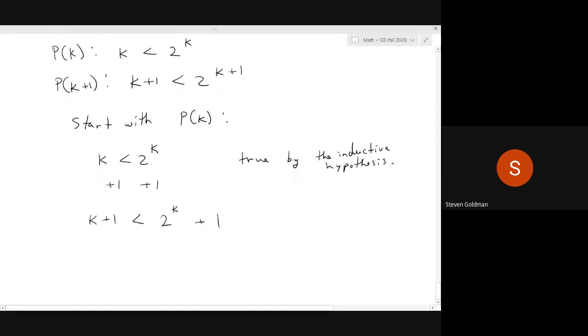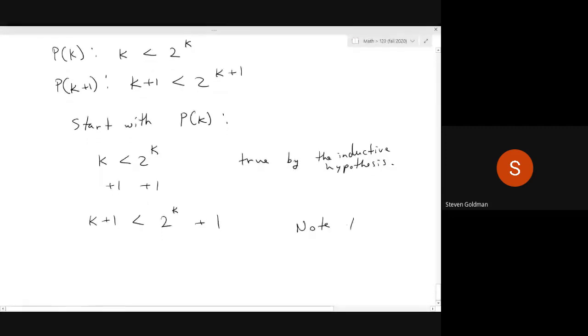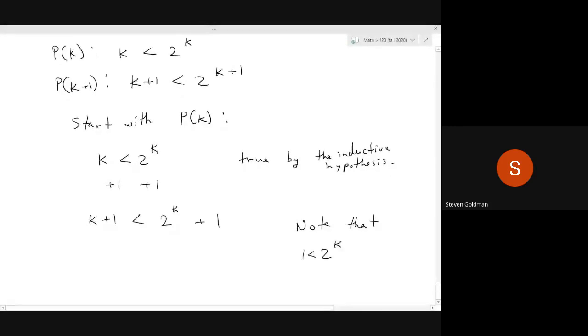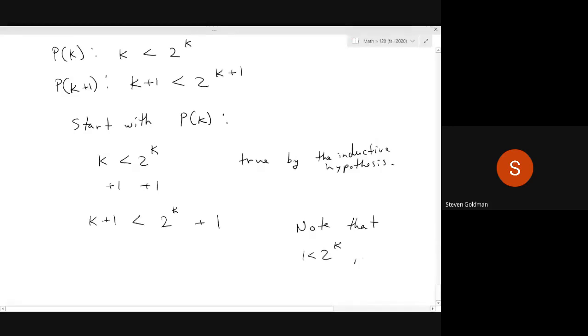All right. Now note that 1 is less than 2 to the k. How do I know that 1 is less than 2 to the power of k? Because what's the smallest value k is allowed to be? The smallest value k can be is 1. So the smallest thing that 2 to the k can be is 2 to the power of 1, which is 2. Okay, so 2 to the k will always be more than 1, right?